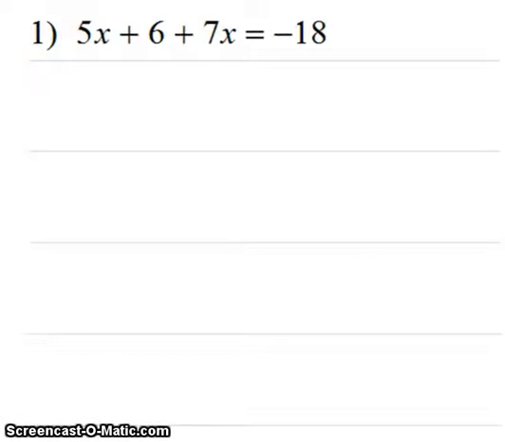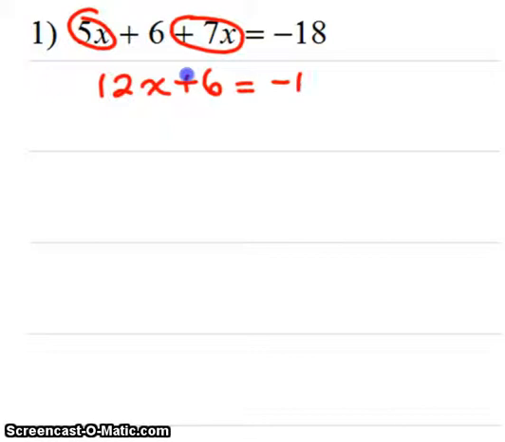Okay, just to review solving multi-step equations. In our first example, we need to make sure that we look at the left and the right side of the equal sign to determine if there are any terms that we can combine first. In this case, I have 5x plus 7x. So those are like terms. We're going to go ahead and combine those to 12x. Bring down my plus 6 equals negative 18.